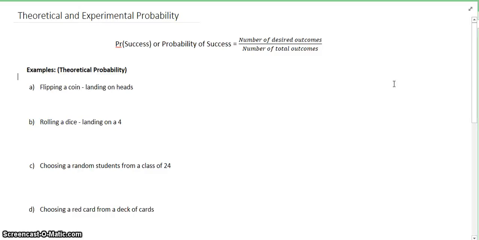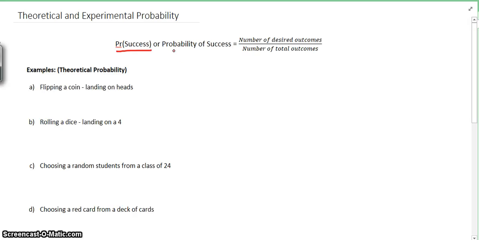This video is going to be examining the differences between theoretical and experimental probability. So the formula that I have here is probability of success. This form is how we should write it when we're using shorthand notation, or mathematical notation. In other words, it just means exactly the same thing as probability of success.